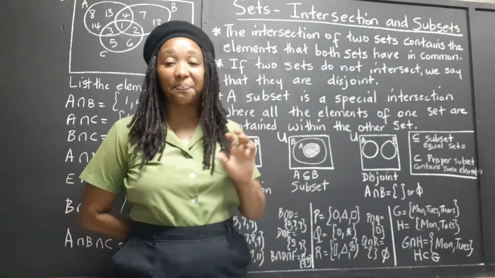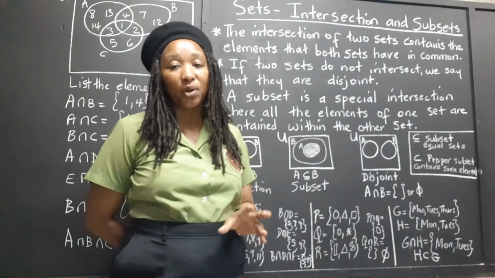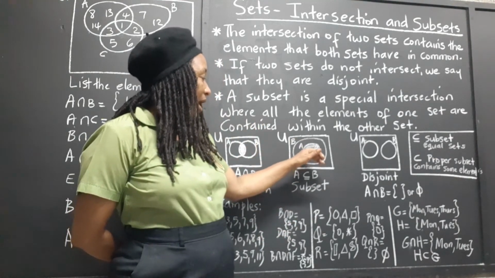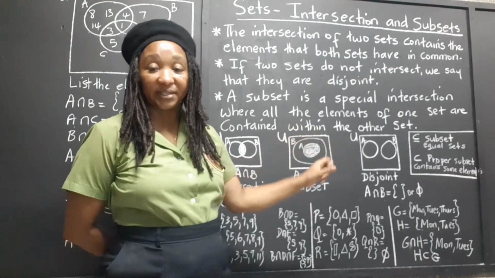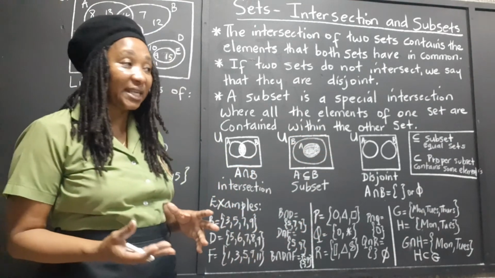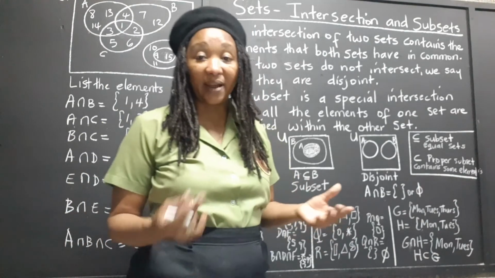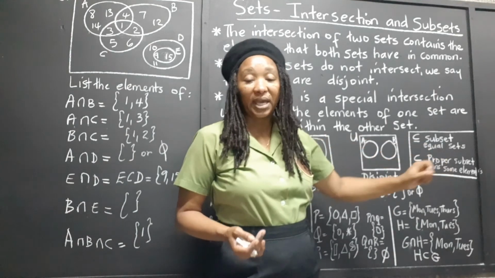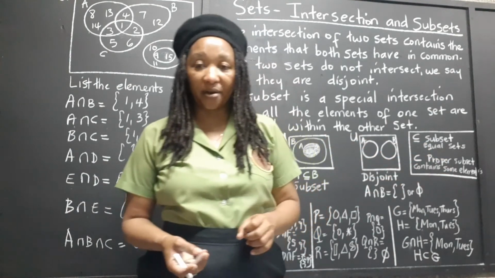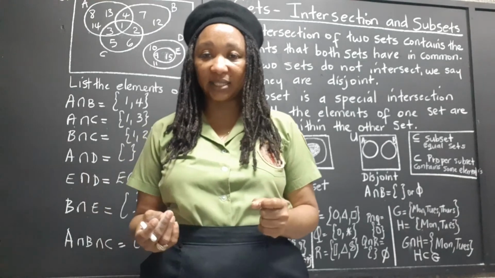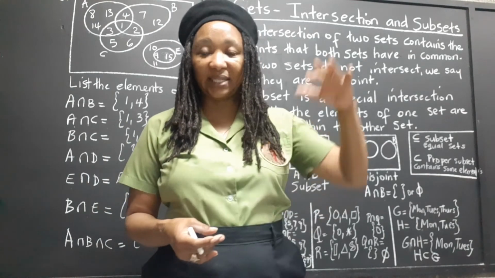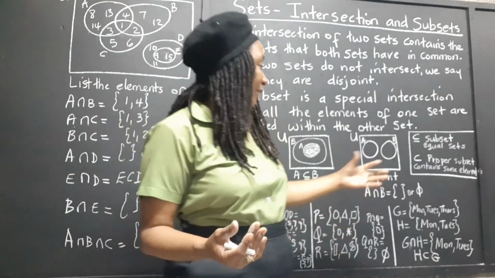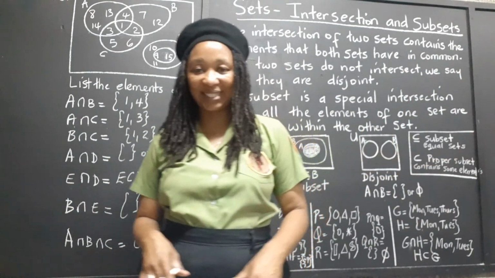Subsets are a special example of intersection where the elements of one set are contained within a bigger set. And you can have subsets where the sets are equal, they're identical, the elements are identical, or we can have proper subsets where one set contains elements that are in a bigger set and the bigger set will have extra elements in it. So that would be a proper subset.